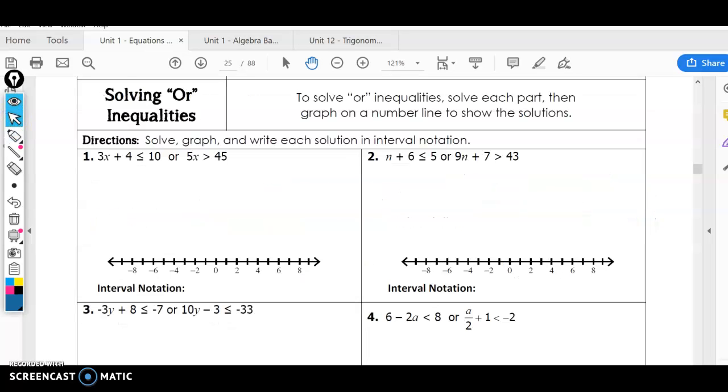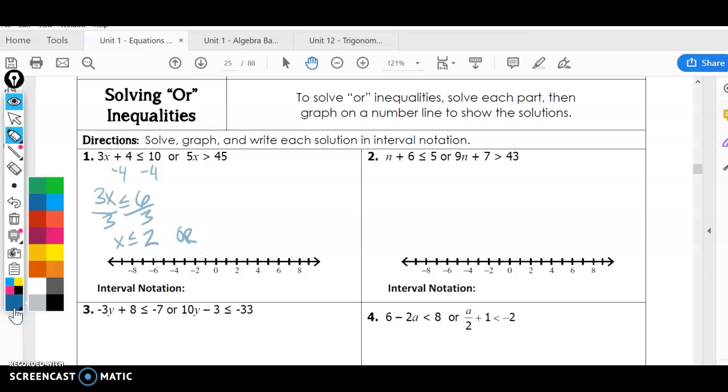Go ahead and just solve one of the OR inequalities and graph it. The way we solve it is just solve both inequalities like you would do normally. Here I'm solving the first one. 3x is less than or equal to 6, dividing both sides by 3 to get x is less than or equal to 2. Then I have OR, and now I'm going to solve my other one just by dividing both sides by 5. So you're left with x is greater than 9. And I didn't have to flip any inequality signs because I didn't multiply or divide by a negative.